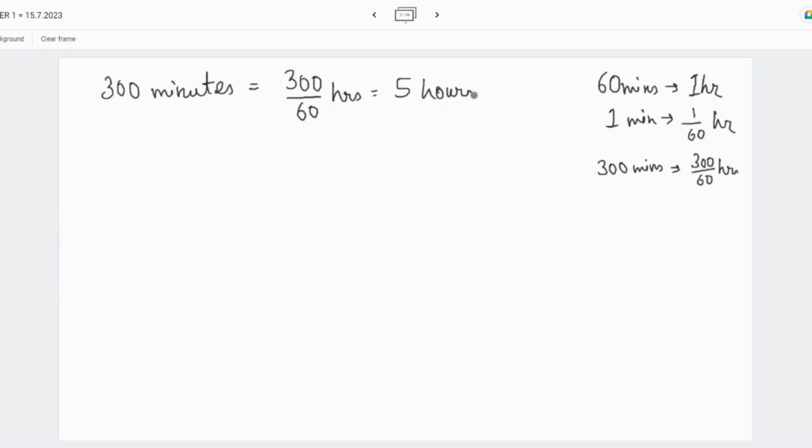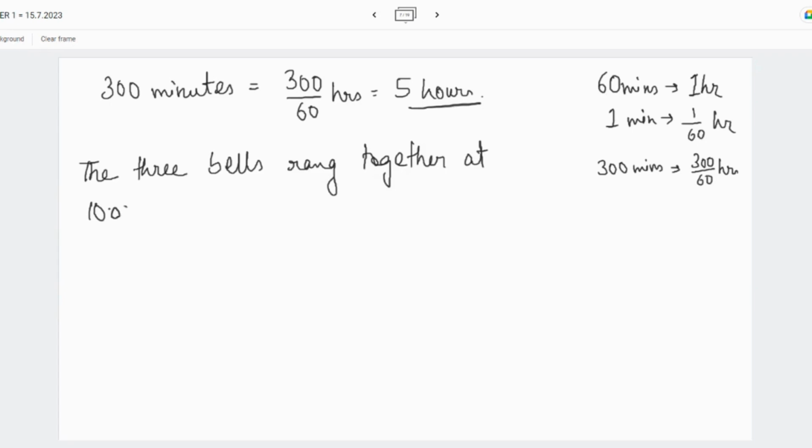This is simply the explanation part. We do not have to do it in the main sum. So when we convert minutes into hours, we divide the number by 60. We divide minutes by 60 to get hours. So 300 minutes divided by 60 gives us 5 hours. So the bells will ring all together after 5 hours.